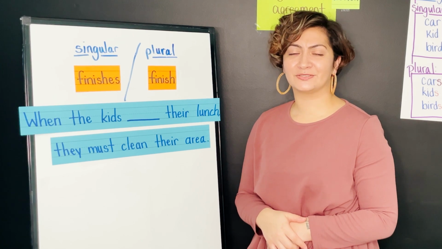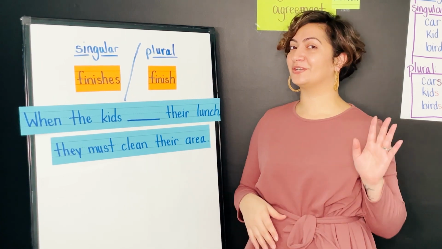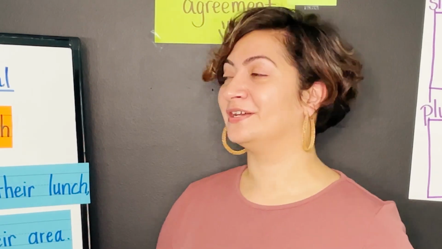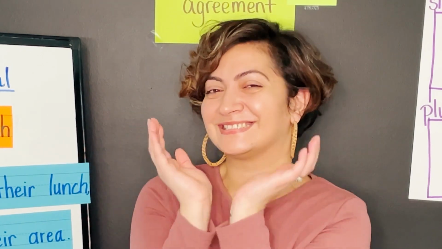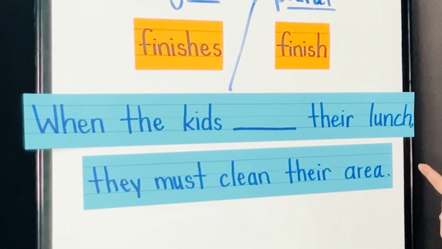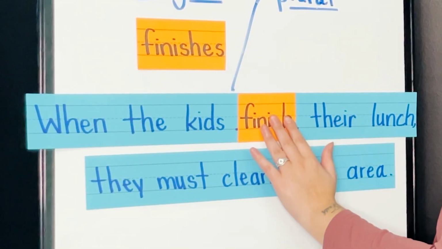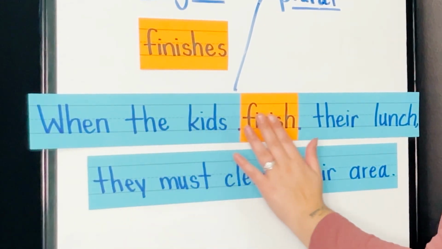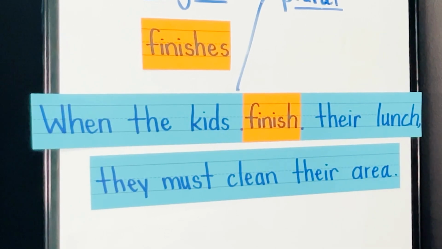The kids is what? Is that singular, just talking about one? Or is that plural, talking about more than one? It is plural. So if we have a plural subject, we need a plural verb, and we have an agreement. If you wrote down finish, you are right. Let's go ahead and reread our sentence with the correct verb there. When the kids finish their lunch, they must clean their area.